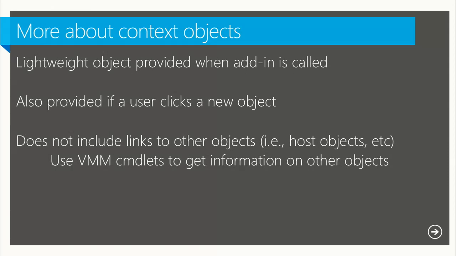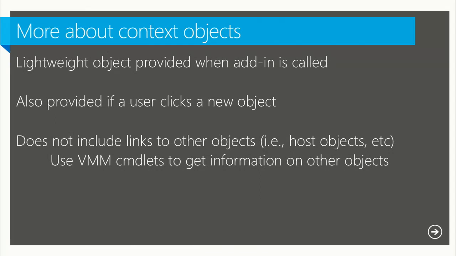For example, if a user clicks a VM, we will give you the VM name. We will give you the VM GUID. We will tell you the host that the VM is on. These are all things that we think you might need to do something with if somebody's using VMs. The thing that we won't give you, and that's a key point here, is the PowerShell object for any linked objects.